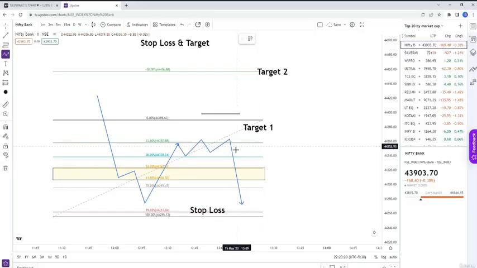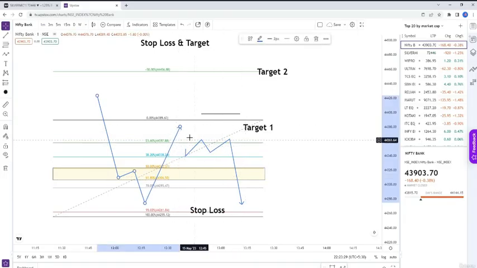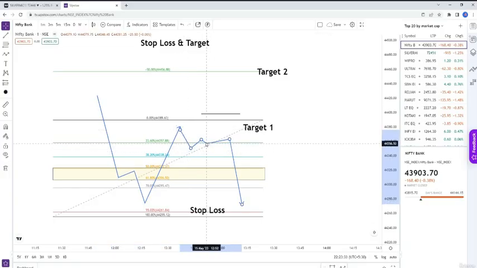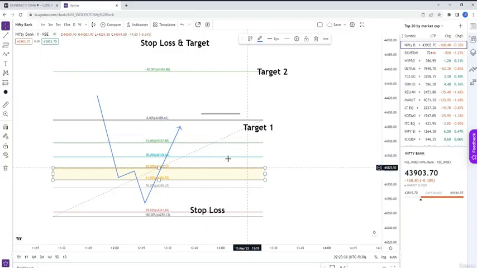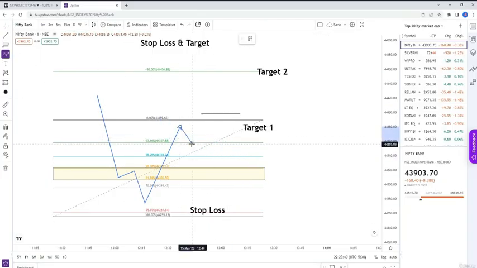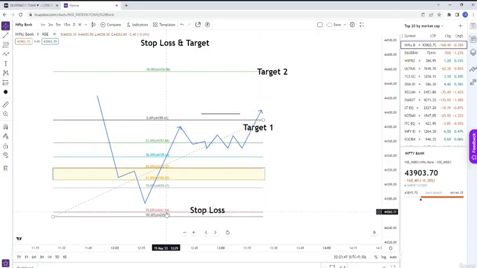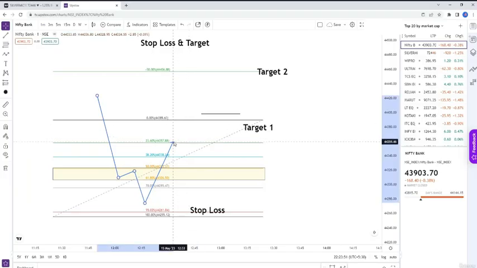I have seen multiple times it get rejected at 23% before hitting. If it clears 23% in one shot like this, then don't worry, it will take support at 23%. It will be taking support like this, like this, like this, and then it will hit your target one. So if it's finding difficulty at 23%, this is the scenario.